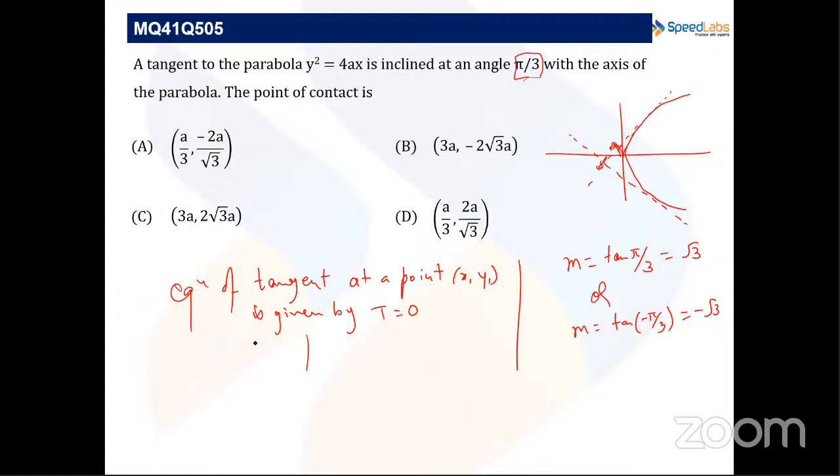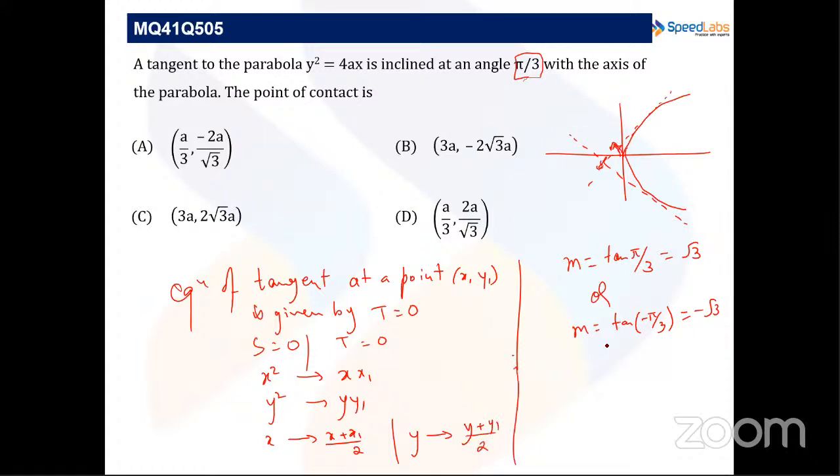To convert any equation from S equals 0 to T equals 0, we have to do the following conversions. x squared is replaced by xx1, y squared replaced by yy1, x replaced by (x plus x1) by 2, and y replaced by (y plus y1) by 2. Now, we have a parabola. If we replace it by some point (x1, y1), then we will have two variables. Better we can change it to the parametric form. So the parameters for this parabola are at squared and 2at.